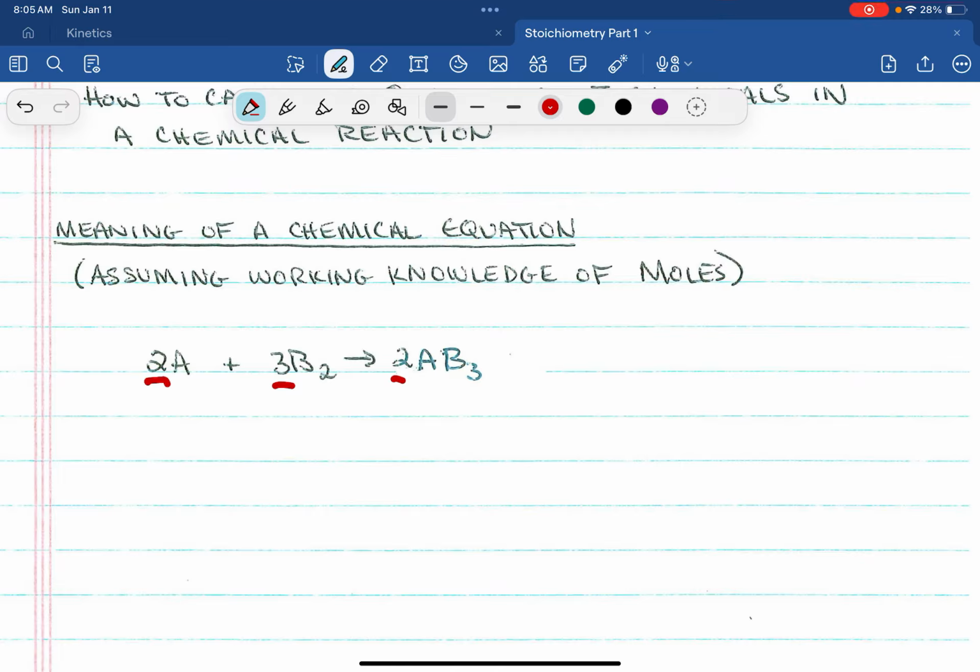This could be like if we were doing iron 3 chloride. That's what this would be. So anyway, 2 atoms, 3 molecules, 2 molecules or formula units are what we're making. What if we had 200 of A, and then we would need how many of B? Well, we would need 300 of B. If we had 2 million of A, then we would need 3 million of B. We would get 2 million AB3s.